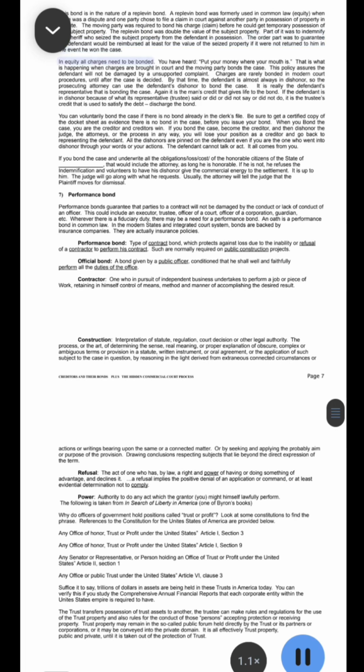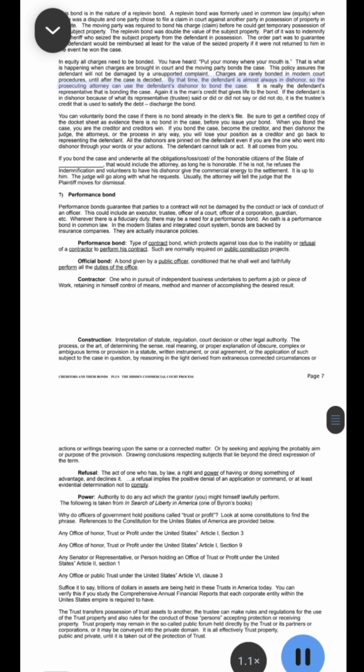In equity, all charges need to be bonded. You have heard, "Put your money where your mouth is." That is what is happening when charges are brought in court and the moving party bonds the case. This policy assures the defendant will not be damaged by an unsupported complaint. Charges are rarely bonded in modern court procedures until after the case is decided.